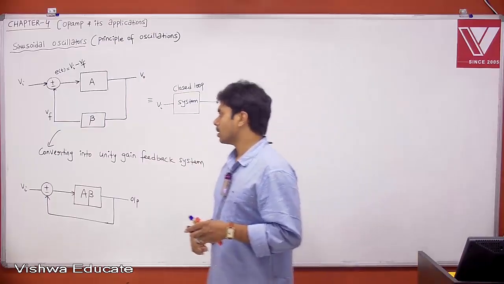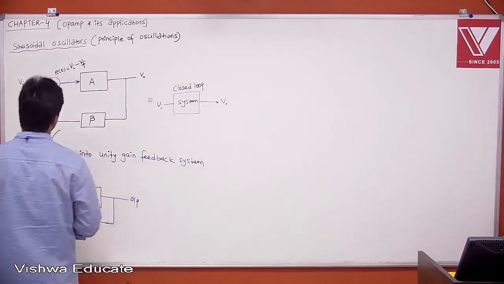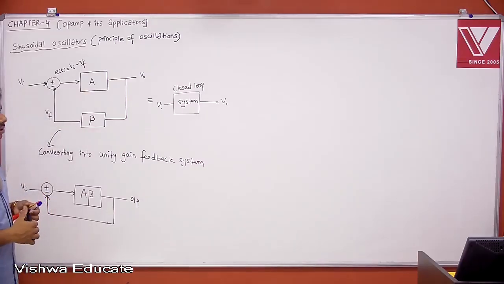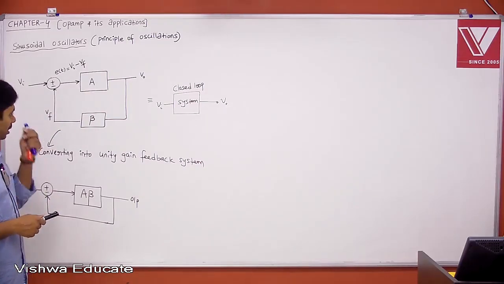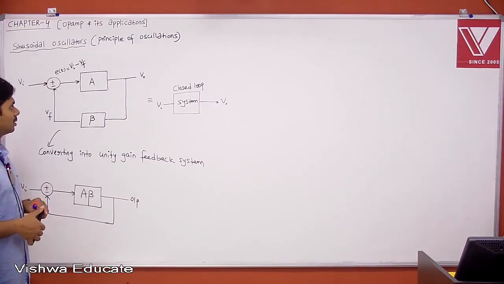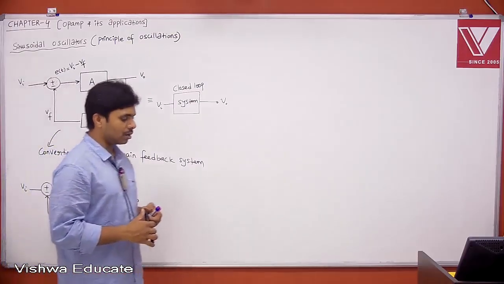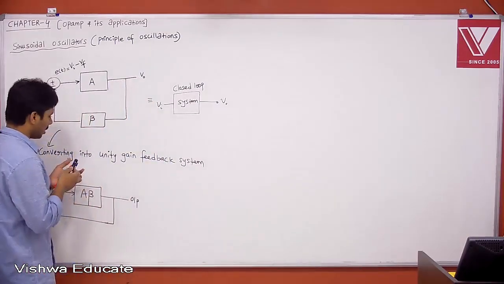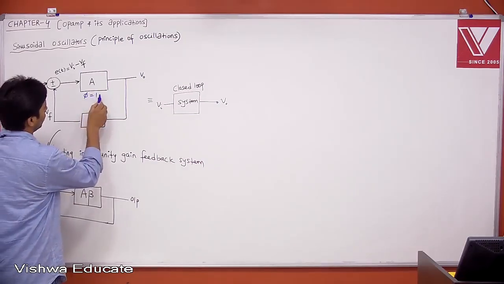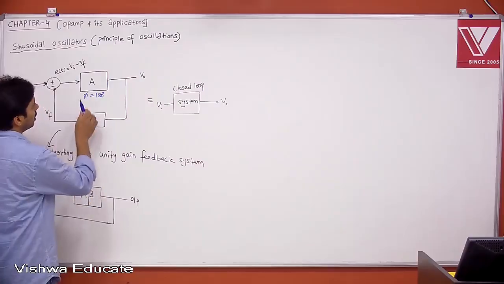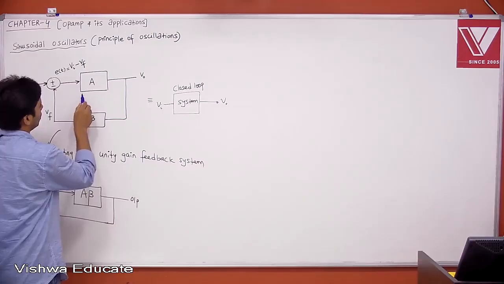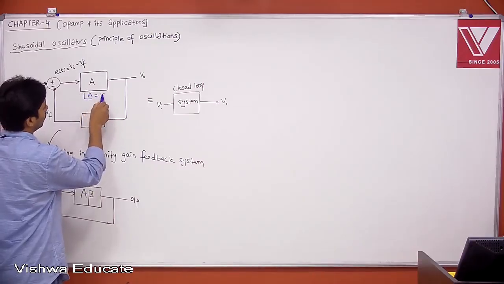Let us take open loop system A with a phase shift of 180 degrees. Let us say this is providing a 180 degrees phase shift. Therefore, the angle of A is a 180 degrees phase shift.